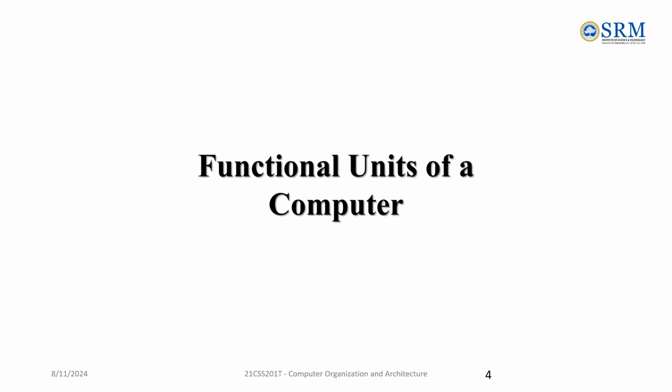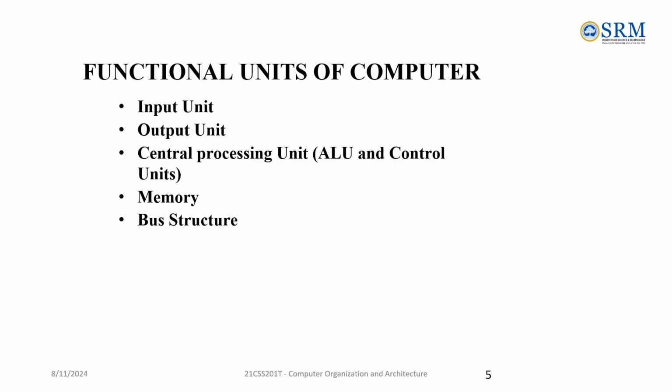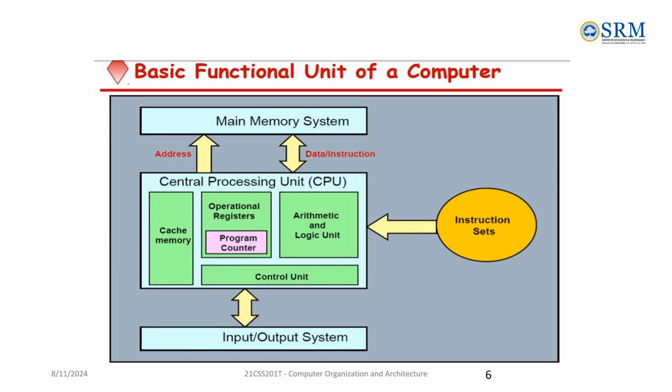We'll get into the functional units of a computer. Basically, the functional units of a computer are the input unit, output unit, central processing unit, which consists of the ALU and control unit, memory unit, and the bus structure. This is the basic diagram of the functional units. If you see inside the central processing unit, you have cache memory, operational registers, program counter, arithmetic and logic unit, and the control unit, which works on instruction sets given from outside.